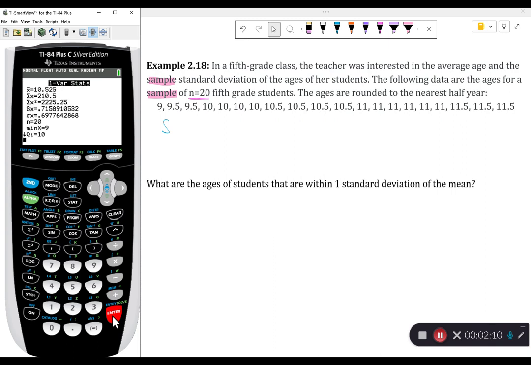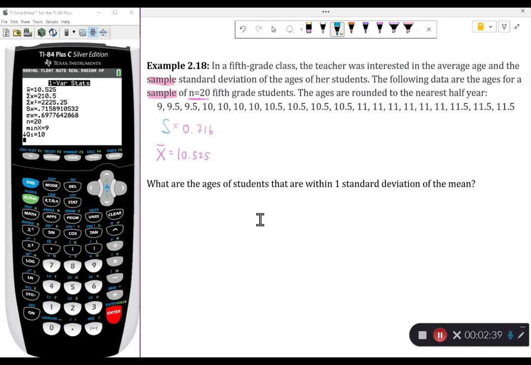And we'll find that the mean, sample mean, x bar, is 10.525. And the sample standard deviation is 0.716. You'll notice that the population standard deviation is slightly less than the sample standard deviation, and that is always the case. Again, it's important to note what type of data values we are working with.